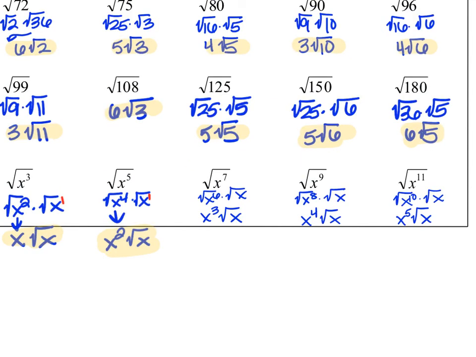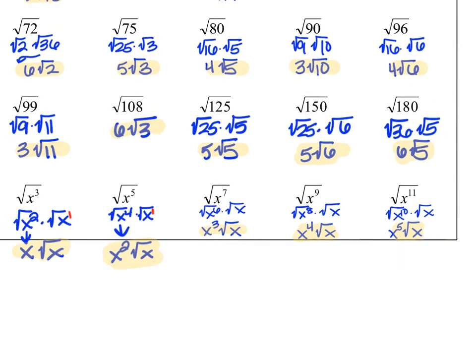Okay, so take a look at the answers I have. For the square root of x to the 7th, I got x cubed root x. For the square root of x to the 9th, I got x to the 4th root x. And then for the square root of x to the 11th, I got x to the 5th root x.